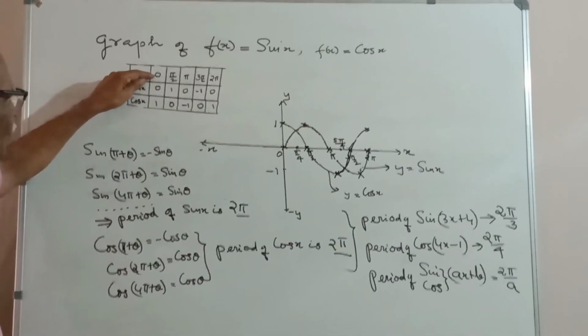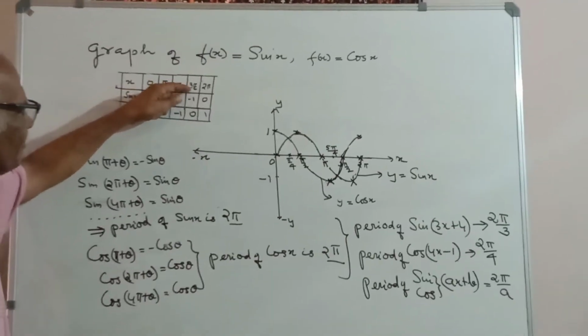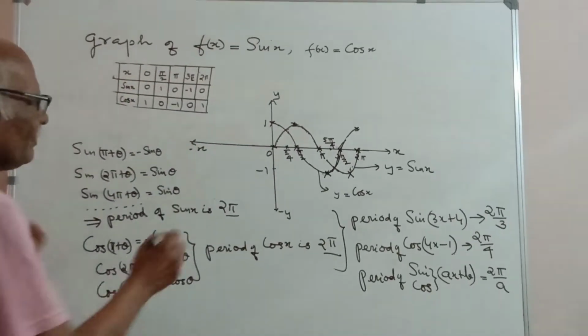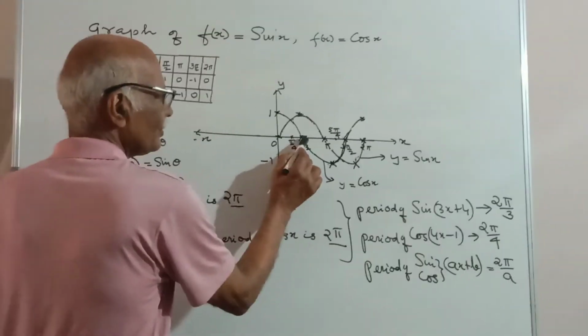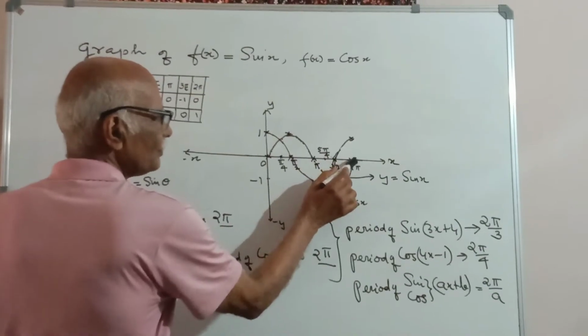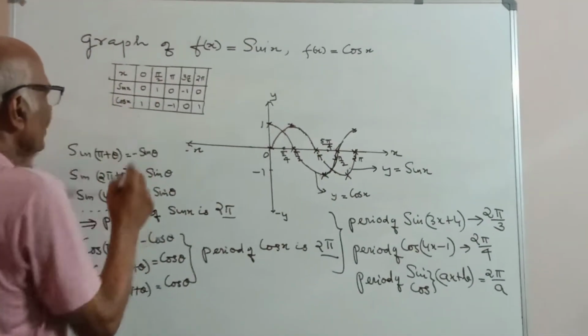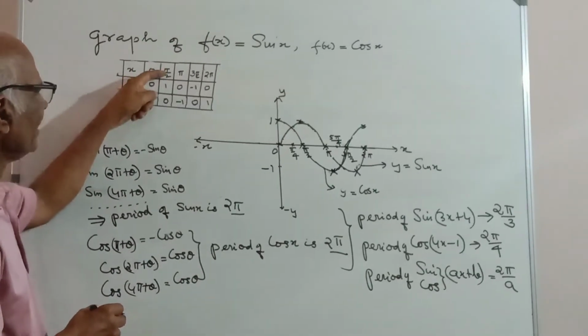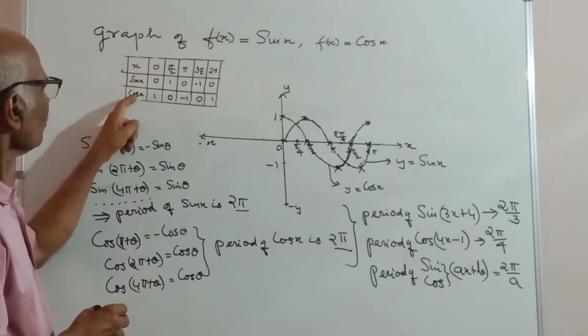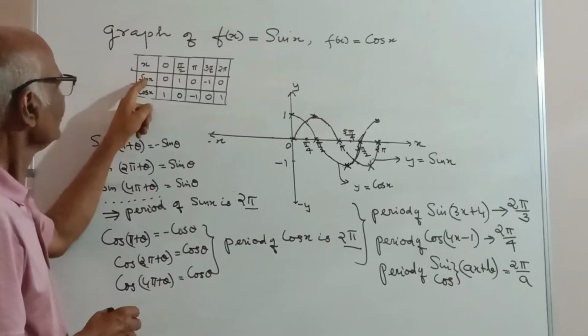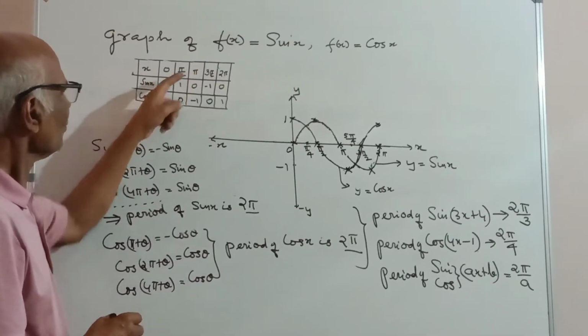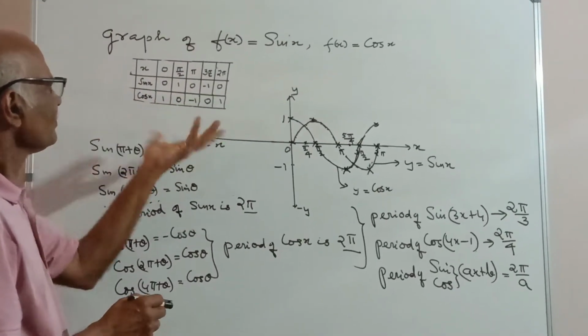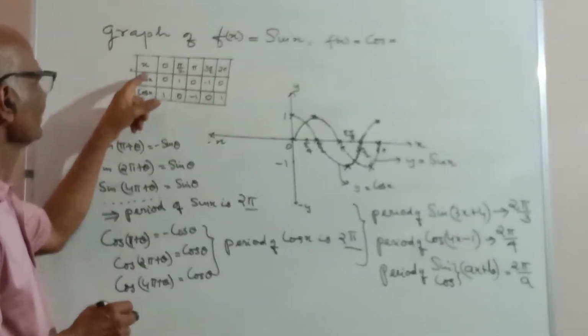Now we substitute the values. x equals 0, pi by 2, pi, 3 pi by 2, 2 pi. Now sine of 0 is 0, cos of 0 is 1. Sine of pi by 2 is 1. Cos of pi by 2 is 0. Sine of pi is 0. Cos of pi is minus 1. And so on. Now we mark these points.